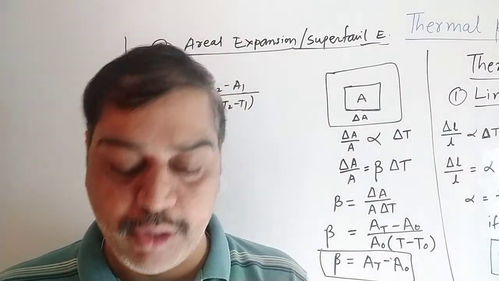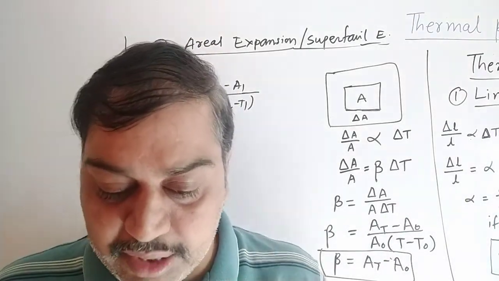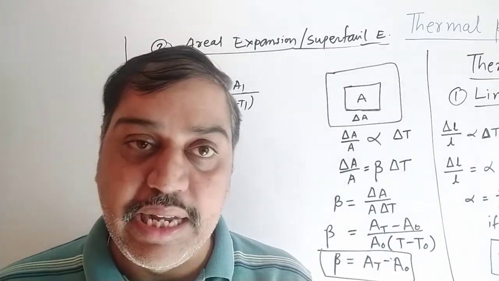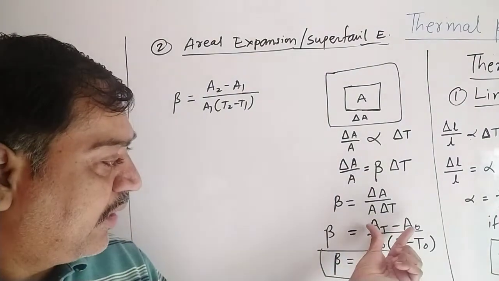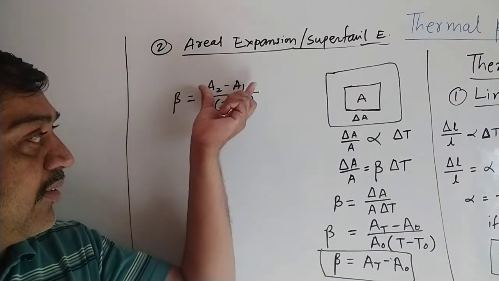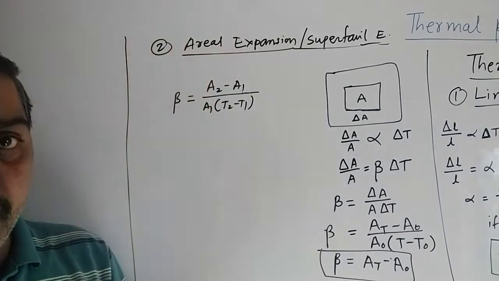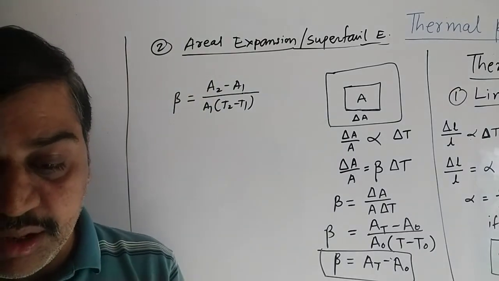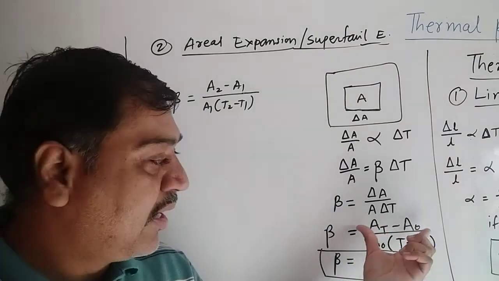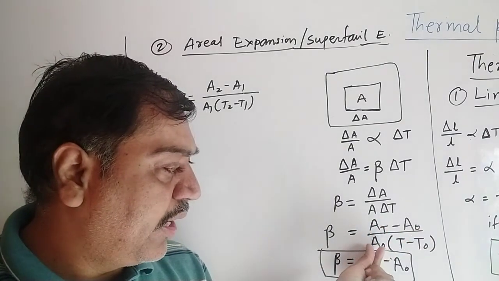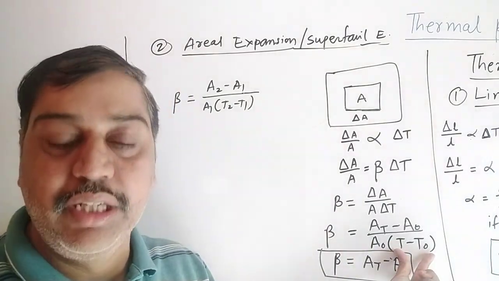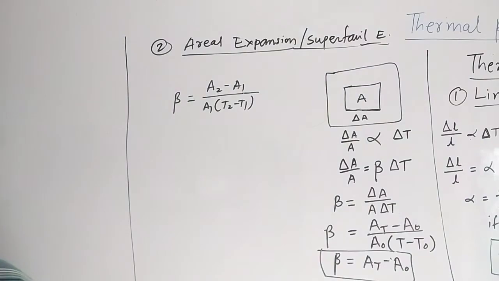Just see, they have given a definition. I will read it from your book. Coefficient of areal expansion of a solid is defined as increase in area per unit original area at 0 degrees Celsius for 1 degree rise in temperature. This is the formula they have used. That is said to be the coefficient of areal expansion.